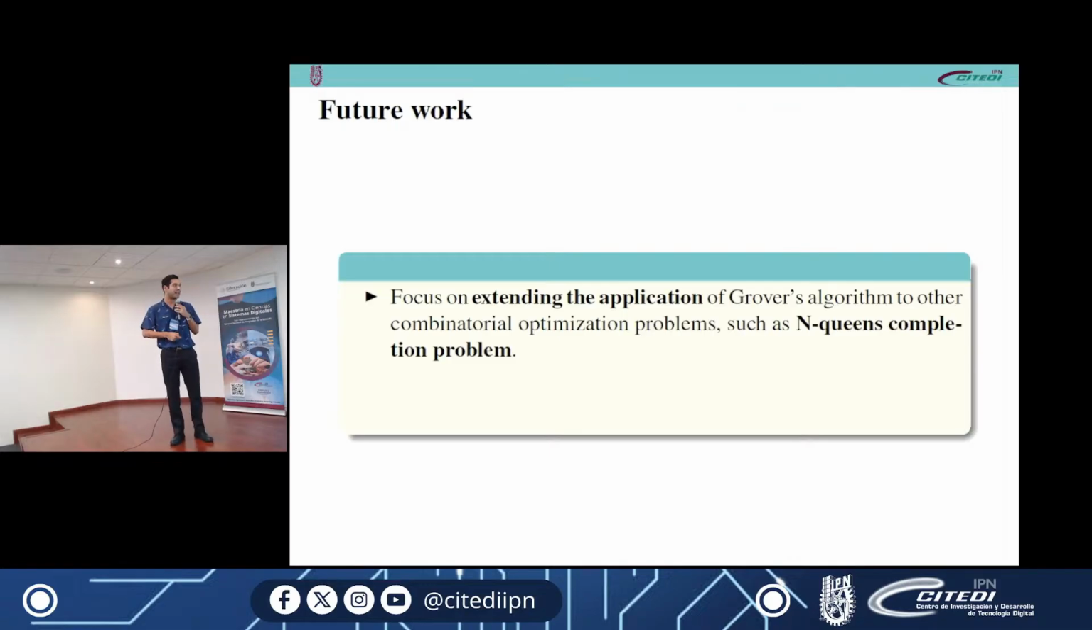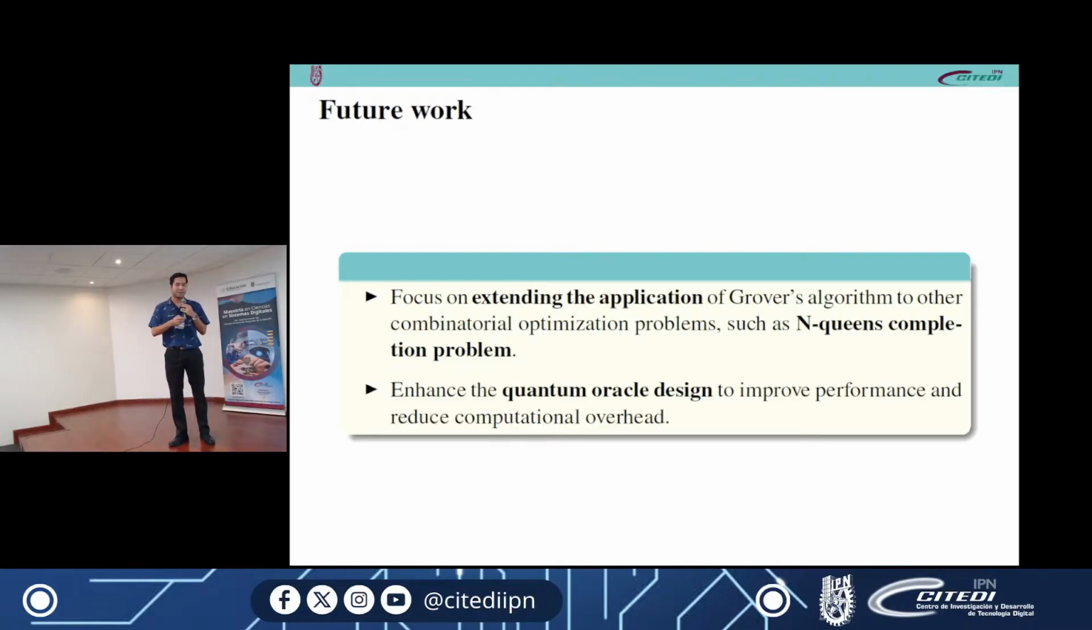In this case, there's also the n-queens completion problem, which would now consider all possible solutions without an initial condition. And we could also enhance the oracle design. Like we saw during the presentation, we had quite large circuits for some of the equations that we had, so maybe we could optimize that even further.